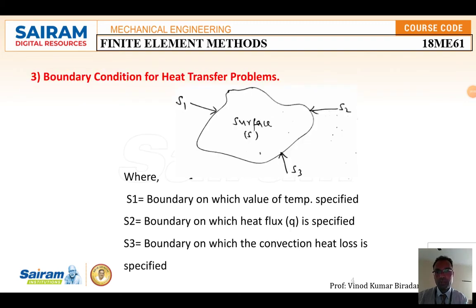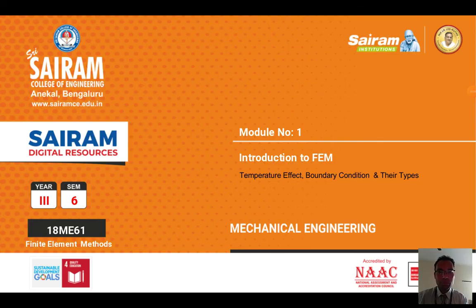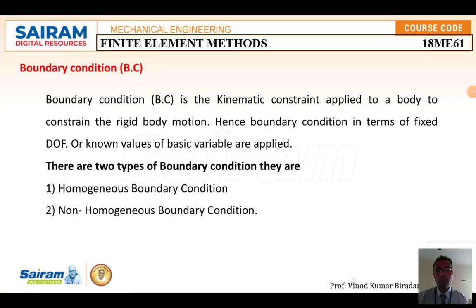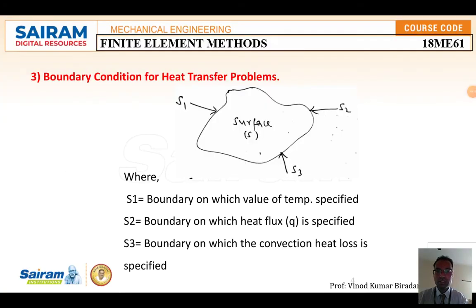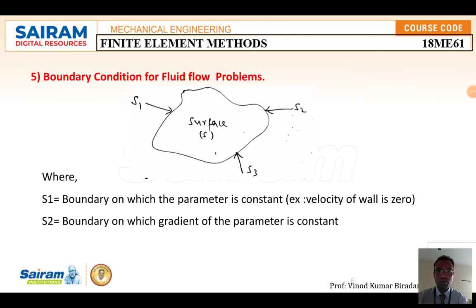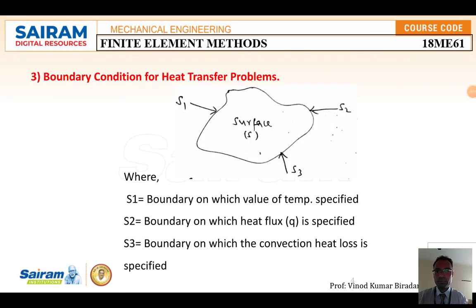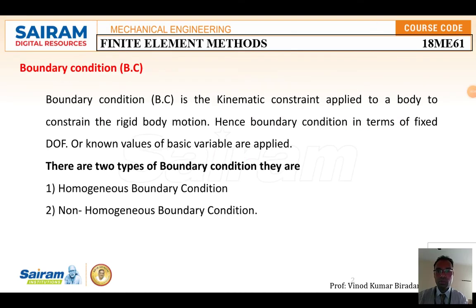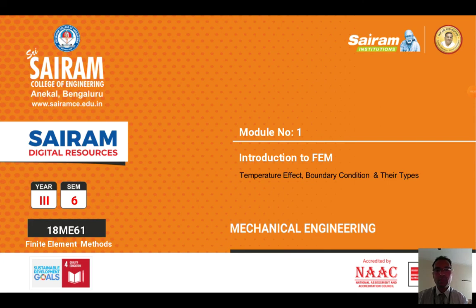So that is the temperature effect. From this ppt you just have to understand how you are going to apply the boundary condition. Boundary condition means what, and what are the different types of boundary condition? For the boundary condition, in the case of the heat transfer problem there are 3, the structural problem 2, and the fluid flow problem also only 2. You have to remember this. Boundary conditions are the kinematic constraints applied to the body, the constraint to the rigid motion. I hope you understand this.